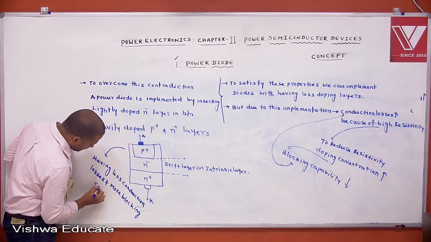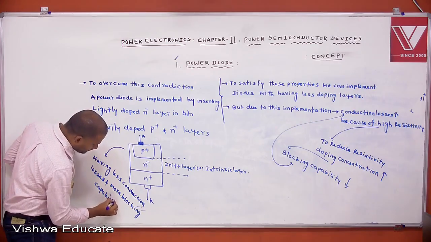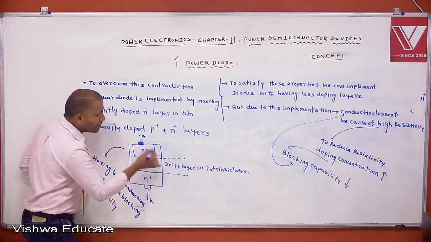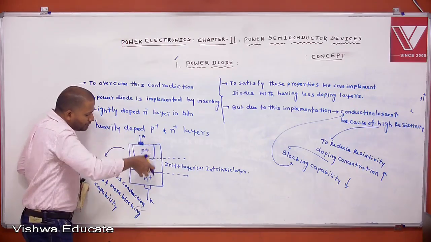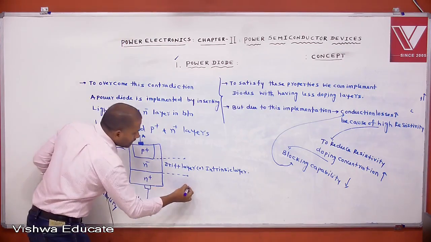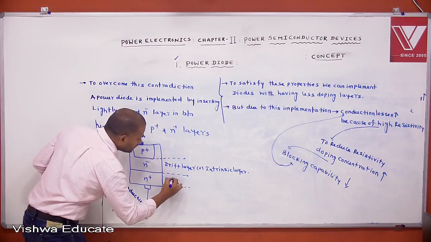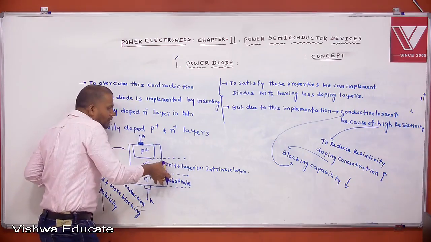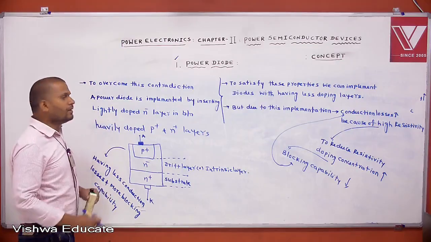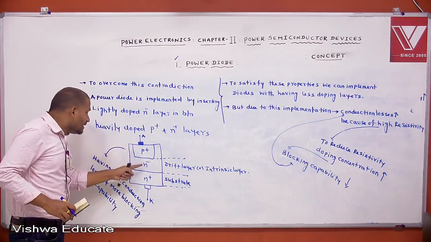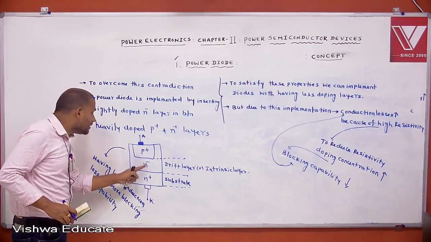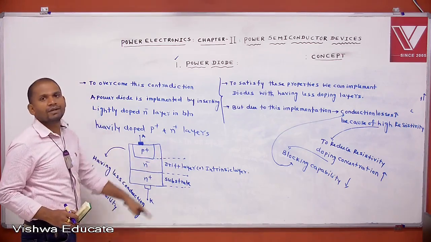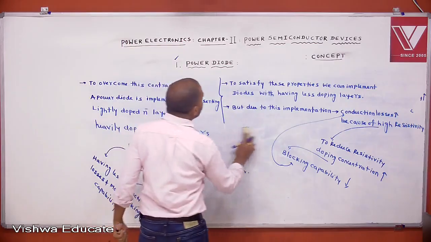This is a drift layer or intrinsic layer, or a drift region. This is the anode region. This is the substrate or cathode region. This acts as a substrate. This is the anode region, this is the cathode region, and this is the drift region. Because of this N minus layer, conduction losses are less and blocking capability is more because of the drift layer. That's one point you remember here.